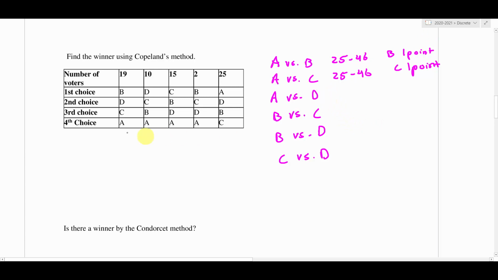Okay. And then A versus D, it'll be the same story, right? Because A is at the bottom. So A loses all the first 4 of those columns and wins the last one again. So it'll be 25 to 46. D gets 1 point.